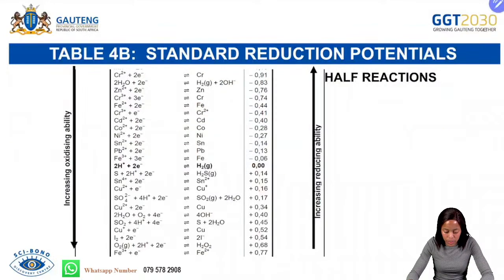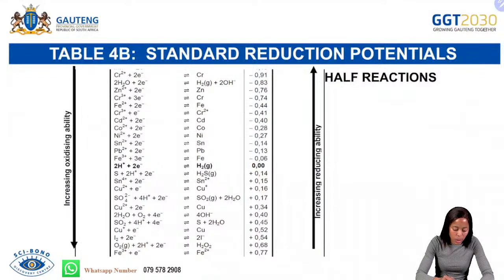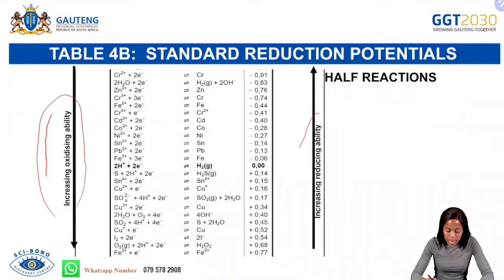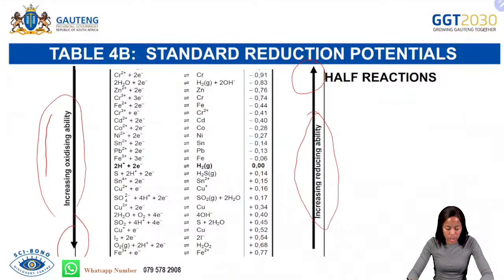And then it says the net reaction is the sum of the oxidation and the reduction half reaction there. Okay. So now in terms of the half reactions, you have your table 4A and your table 4B, but I will only be using the table 4B there. With table 4B, on the left it says increasing oxidizing ability, and on the right it says increasing reducing ability going up, and increasing oxidizing ability going down there.